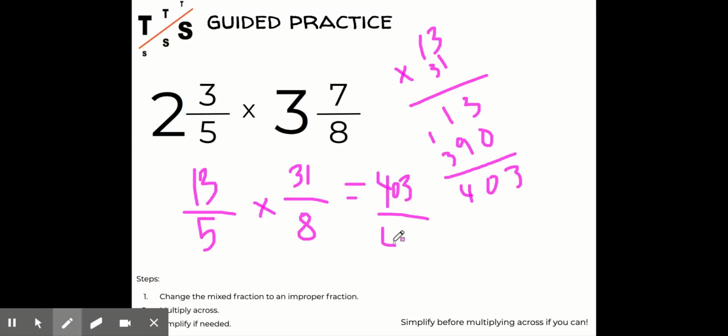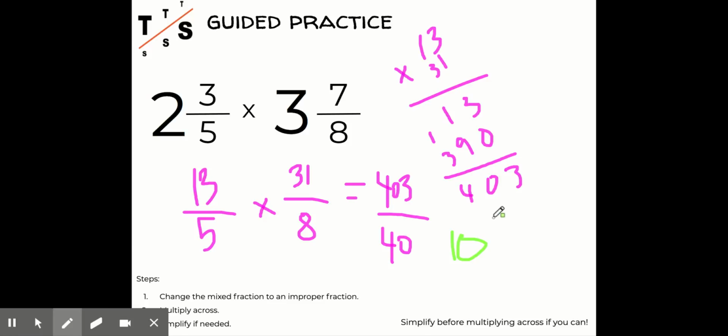5 times 8 is 40. So I asked myself, how many times can 40 go into 403? I'm going to change my color here so it's a little bit easier to see. Well, I know that 10 times 4 is 400, which is really close to 403. So I can say it goes in 10 times.